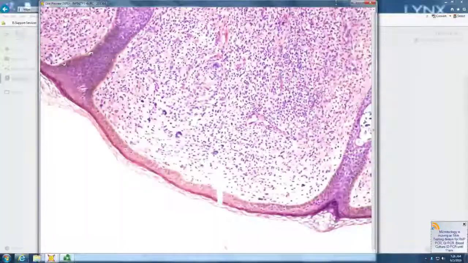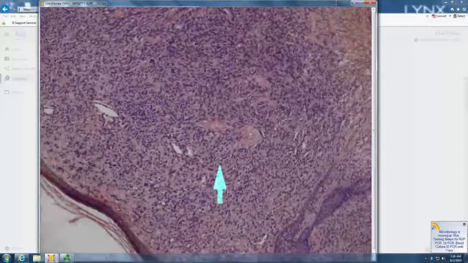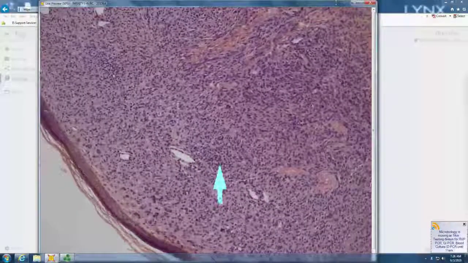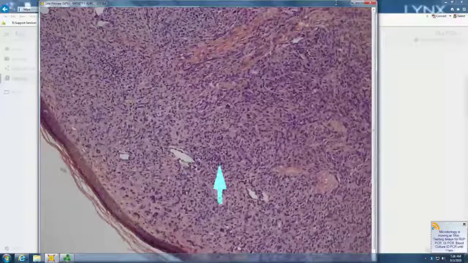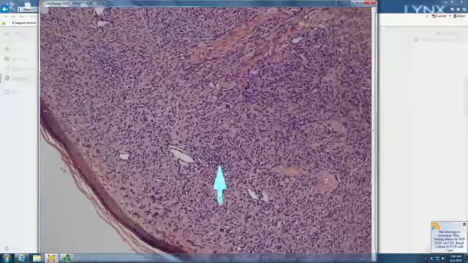Early on, it's just sheets of histiocytes that can be variously epithelioid to even a little spindled looking, which this one looks. And then around the periphery, it starts to form those giant cells.